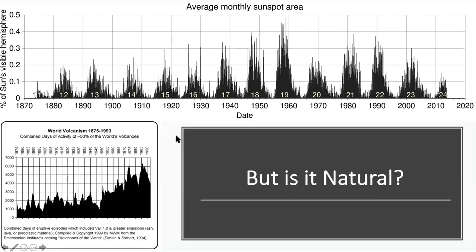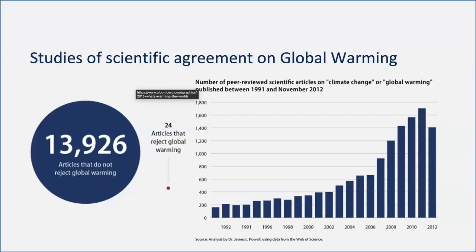So, is it natural? No. No, we're pretty confident. You look at the sunspots and volcanic activity, Earth's orbit, you look at all of the factors that it could be, none of them explain what's going on. Not even close. A volcano emits a lot of carbon dioxide, a lot of sulfuric aerosols, but it is not enough to explain what we're seeing.